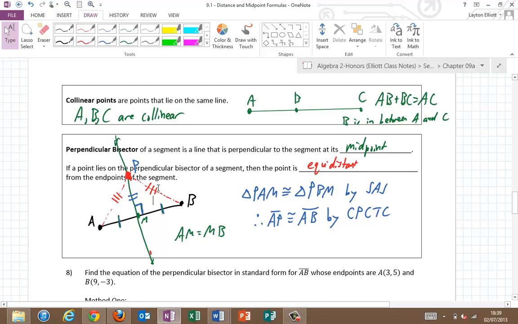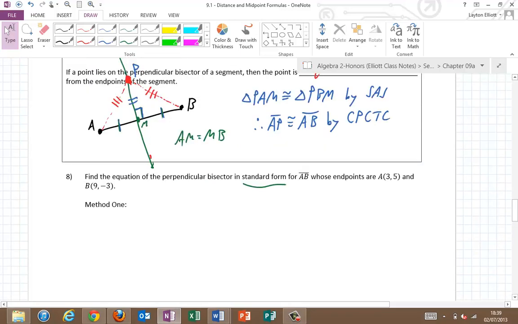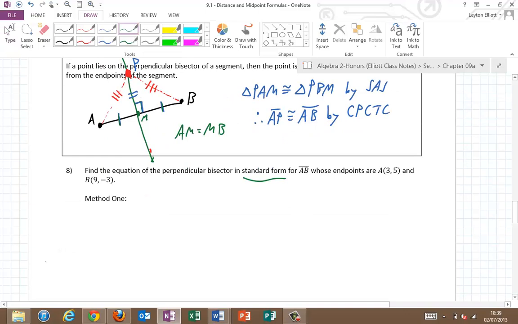Any of these are going to help us build the perpendicular bisector, and there are two ways to do this. So we're going to teach you both methods. Method 1, the perpendicular bisector, and the question says find the equation of the perpendicular bisector in standard form, that's important, for line segment AB whose endpoints are (3, 5) and (9, -3). Some people really kind of like sketching these. So we'll throw a sketch off to the side, A and B, and A is (3, 5), and B is (9, -3). And I have this midpoint here, but I don't really need that for this first method.